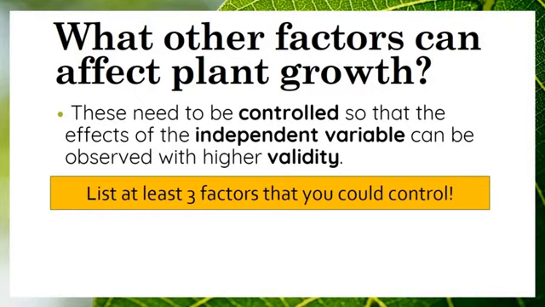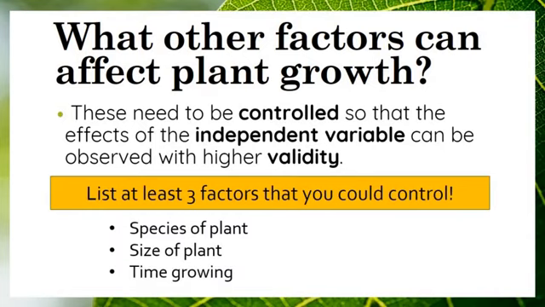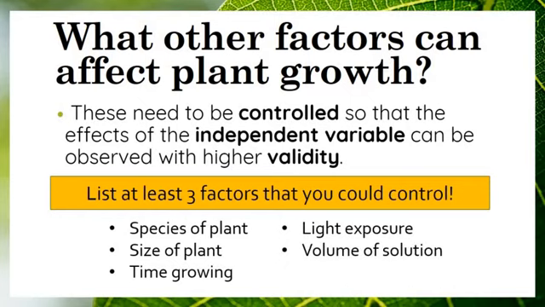So there's a number that you could come up with, but the main ones I'd expect you to be thinking of are the species of plant that you're using, the size of the plant that you start with, the time growing that you leave them for. You might mention the light exposure or just the volume of the mineral ion solution that you apply to each condition.